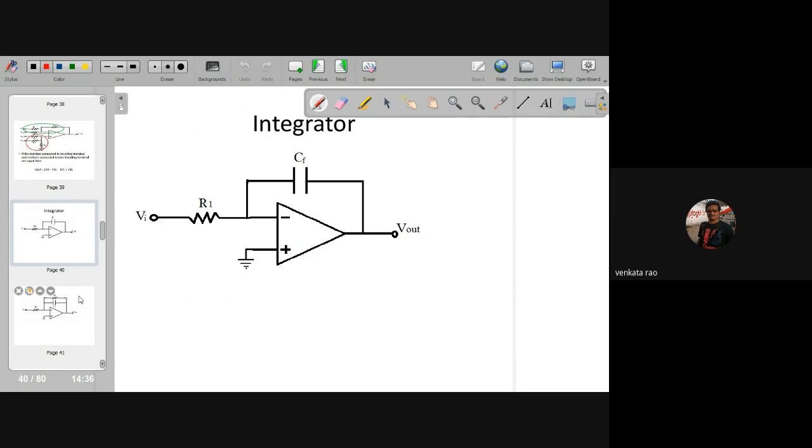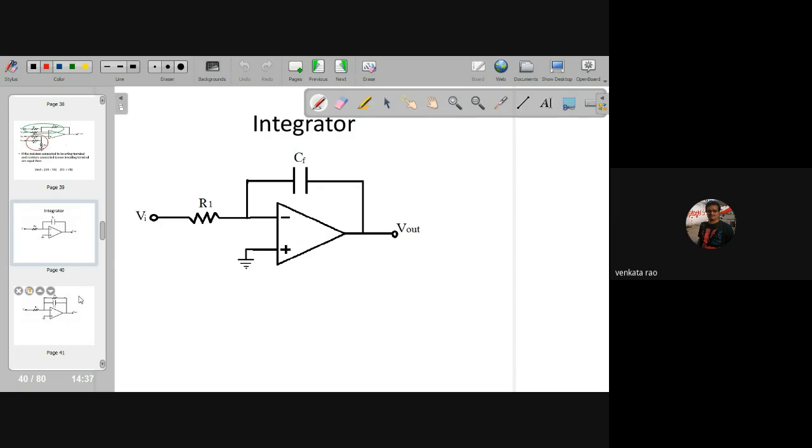First one is the inverting amplifier, second a non-inverting amplifier, third one is adder, fourth one is subtractor, fifth one is adder-subtractor, sixth one is integrator, seventh one is differentiator, eighth one is voltage to current and current to voltage converter, and the ninth one is instrumentation amplifier. In your BTech syllabus, all these applications come under a single unit.